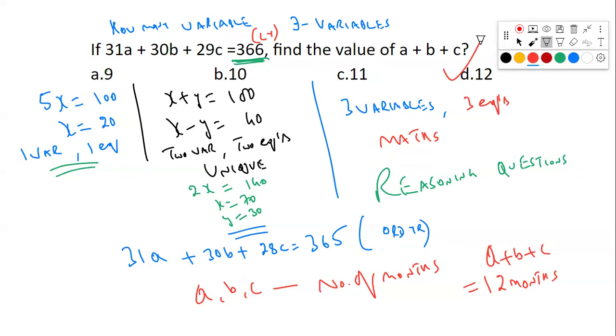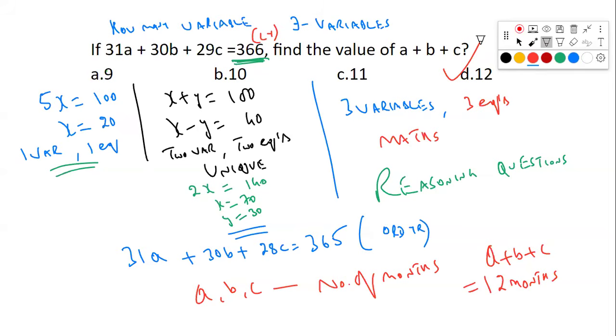A few students have joined after we started this problem, so I'll just repeat it. All of you can see the screen. There is a question which is 31A + 30B + 29C = 366. What is the value of A plus B plus C?